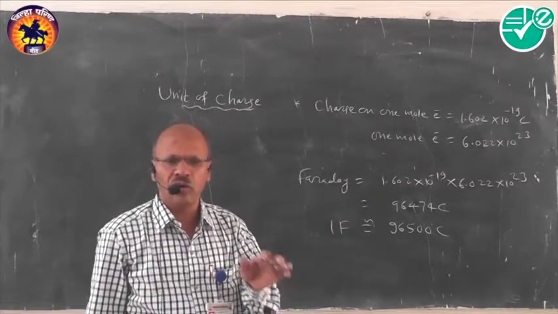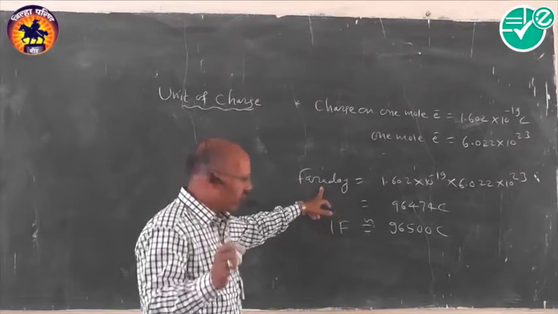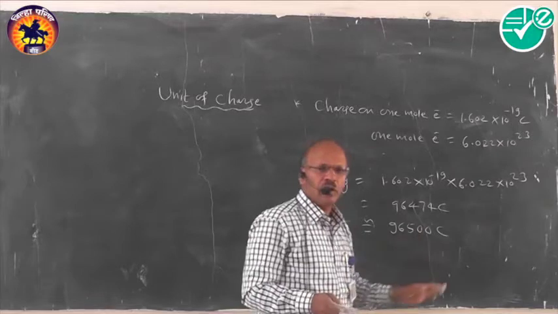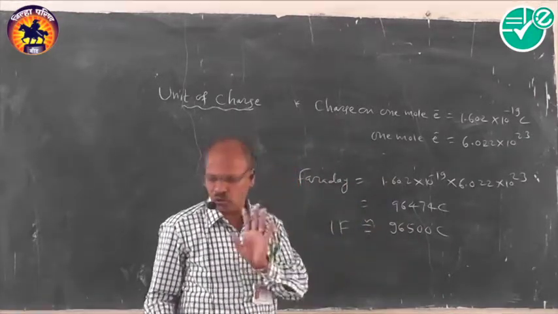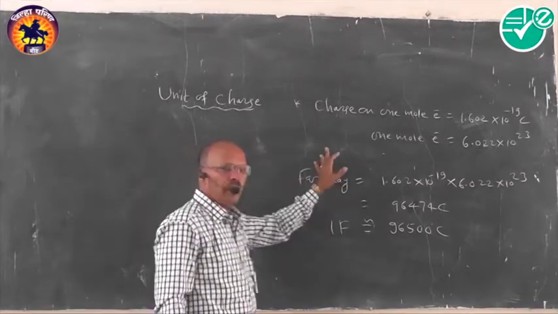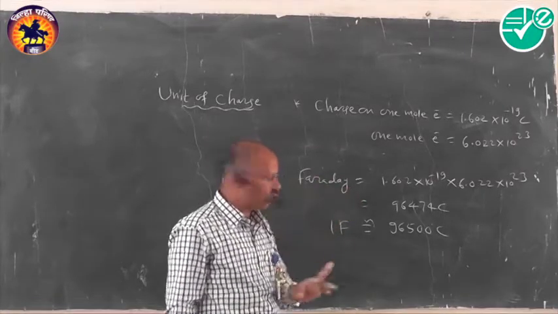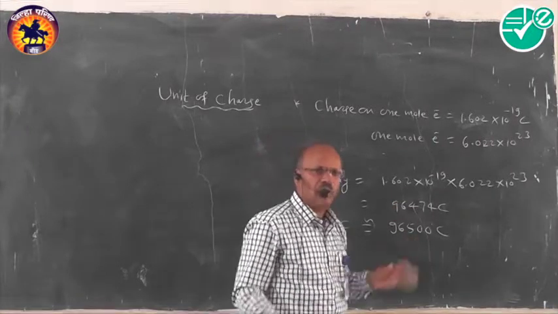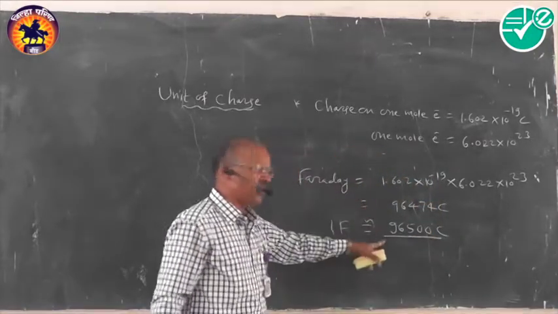So the charge present on 1 mole of electrons is always called 1 Faraday, and 1 Faraday is nothing but 96,500 coulomb. You have to remember this parameter with reference to the exact value of the Faraday. Remember the concept of the unit of charge: coulomb is the small unit and Faraday is the bigger unit. 1 Faraday is the amount of charge present on 1 mole of electrons, and the same charge comes to 96,500 coulomb.